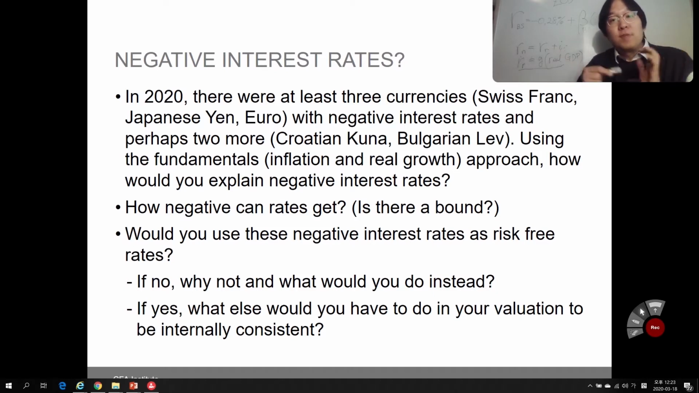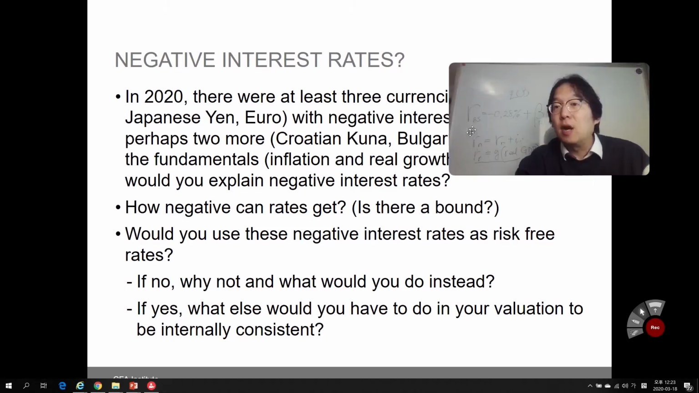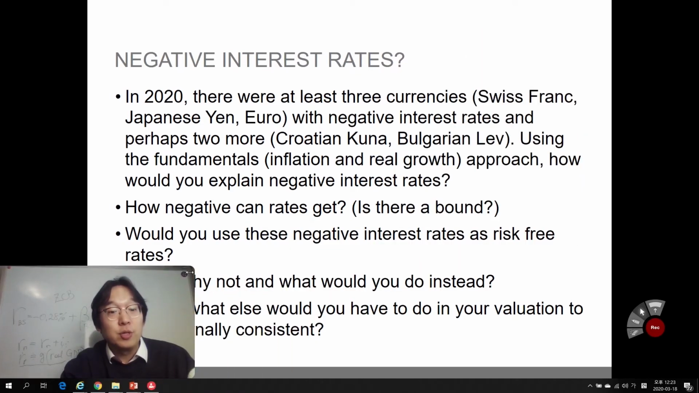Using the fundamentals approach, right? How would you explain negative interest rate is a big question, right? And then, how negative can it get is the next question. And then would you use these negative interest rates as risk-free rates, right? Risk-free rates. If no, why not? And what would you do instead in the valuation is a question, okay? And if yes, what else would you have to do in your valuation to be internally consistent, okay? Actually, the second half of this slide covers the part. It's a kind of a preview of what you're going to do in your valuation.